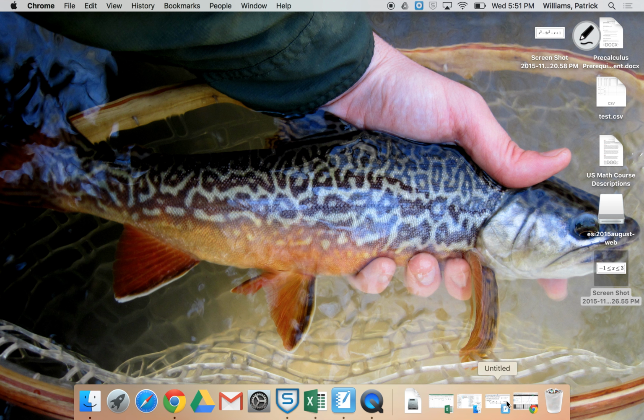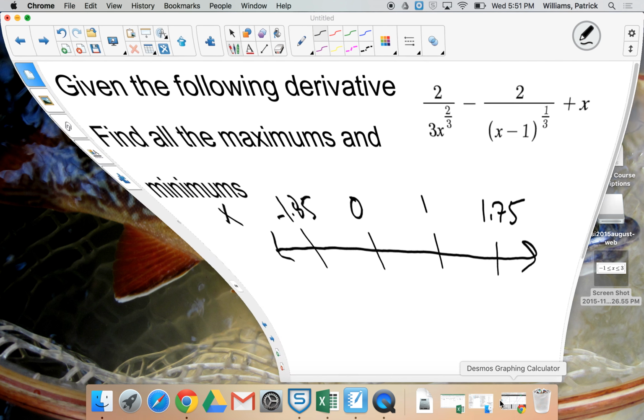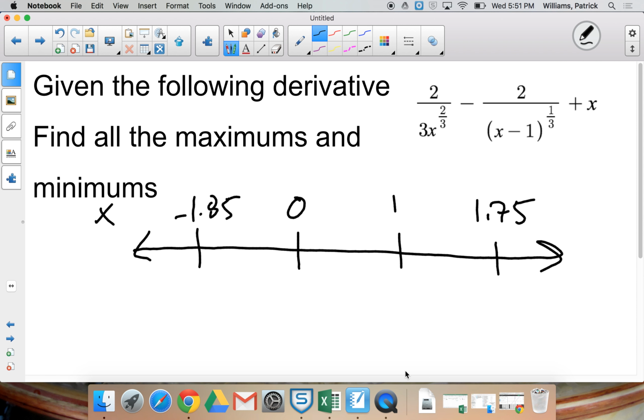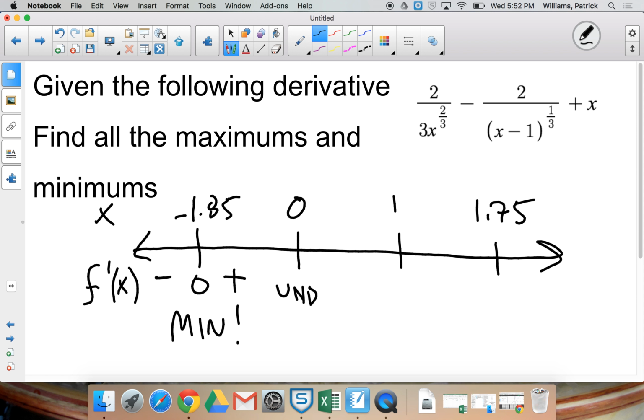Look back at the last video if you need to figure it out. What you should have gotten is that when the derivative goes negative, 0, positive, and this is f prime of x, that means we have a minimum at that point. Now at x equals 0, our derivative was undefined. It was also undefined at 1. And it was 0 at 1.75.